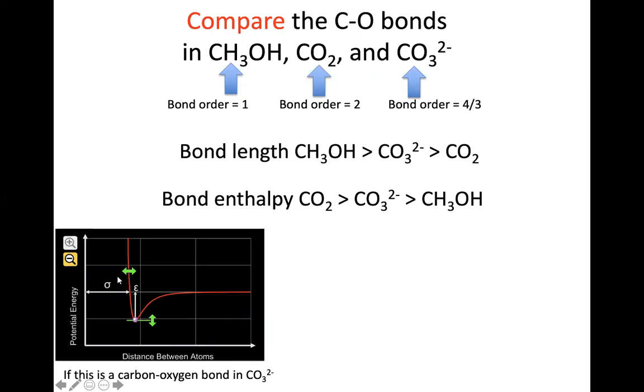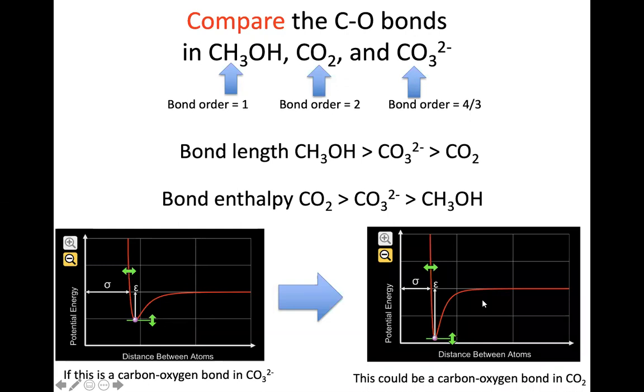Now, if this was, let's say, the description in carbonate, this could be the description in CO2. What am I trying to depict there? I'm trying to say, okay, if the one on the left has a bond order of 4/3, what would be the bond order for the one on the right? I'm trying to draw it at a closer distance, it's more to the left there, and a lower potential energy. It's a deeper well. So that's another kind of comparison that I can make as well.